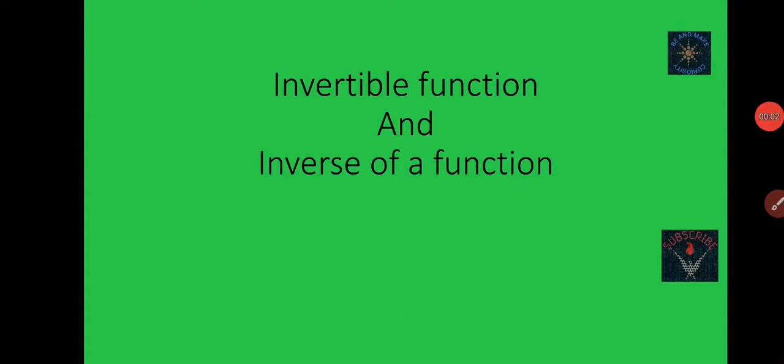Hello friends, today in this video we are going to study about invertible functions. First we will learn the definition of an invertible function. Then we will learn how to check whether a function is invertible or not. If a function is invertible, then we will learn how to find the inverse of that function in this video. So friends, let's start.